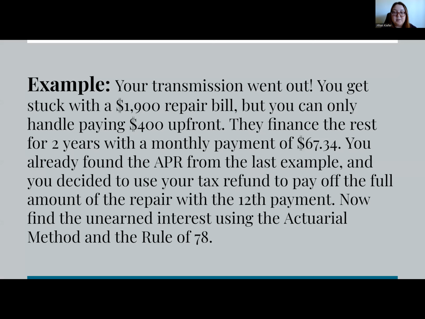So we decided to use your tax refund to pay off the full amount of the repair with the 12th payment. So in 2 years, you're using your 12th payment to pay it off. Now find the unearned interest using the actuarial method and the rule of 78. We're going to use both. Since a lot of this is all about estimation, we'll see that these values are not going to be the same, although they will be very close. So let's use both of these methods to figure out how much unearned interest we're actually going to save ourselves.